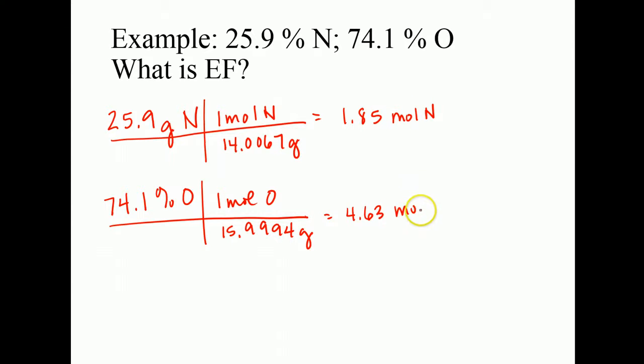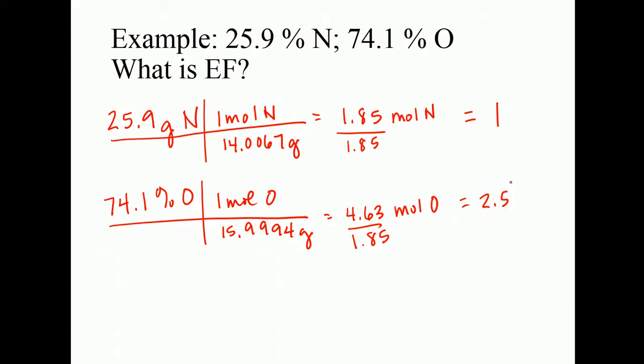The next step is to divide by small. So we look at our 2 answers, and we have 1.85 and 4.63, so the smaller one is definitely 1.85. And when we do that, we get 1, and for the second one, we get 2.5.